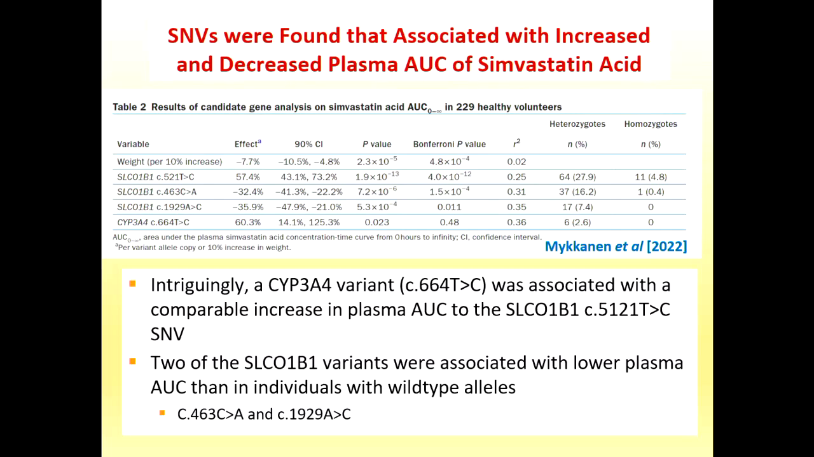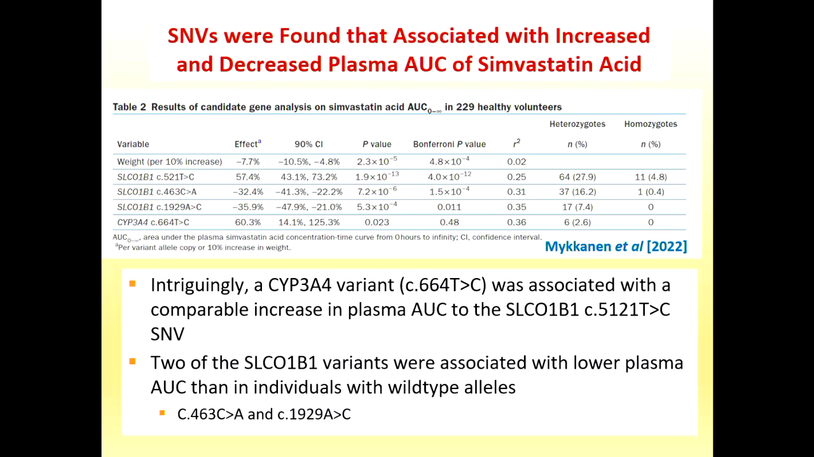This causes a comparable increase in area under the curve to the SLCO1B1 521 T to C variant. You can see here the p-value and the effect on the area under the curve. There's this SLCO1B1 521 T to C substitution causing about a 60% increase, but they also got a 60% increase in people with this CYP3A4 variant. Okay, so that's interesting.